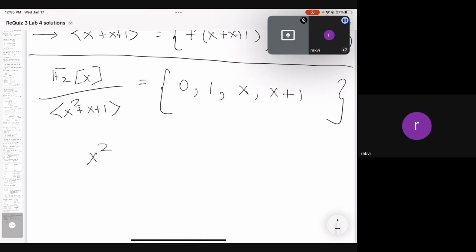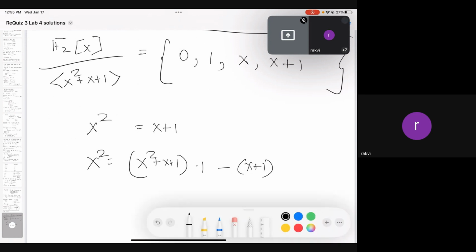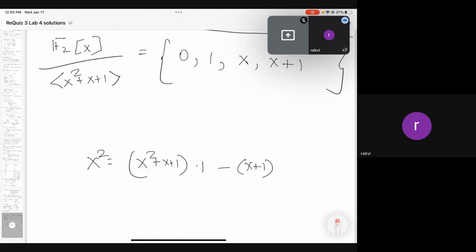Anything of degree 2 and onwards, for example x squared, is just equivalent to x plus 1. Because x squared is (x squared plus x plus 1) times 1, minus (x plus 1). So this is our remainder, minus x plus 1. But minus 1 is plus 1, so it's x plus 1. Like that, anything can be attributed to one of these.